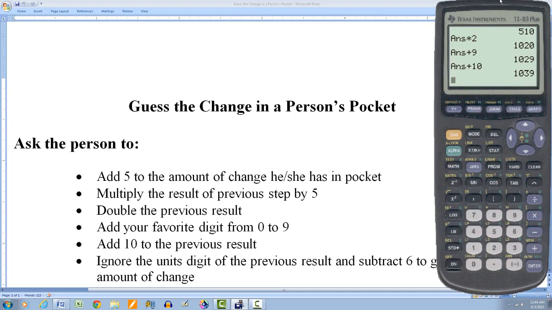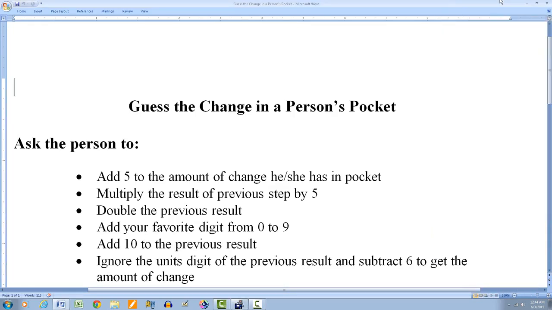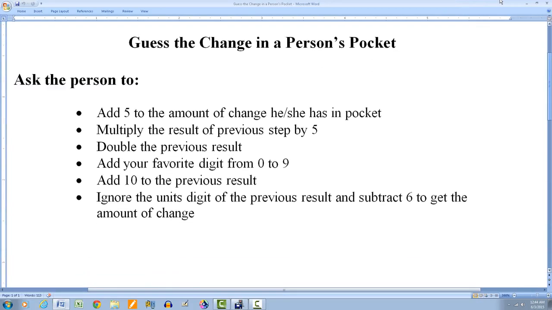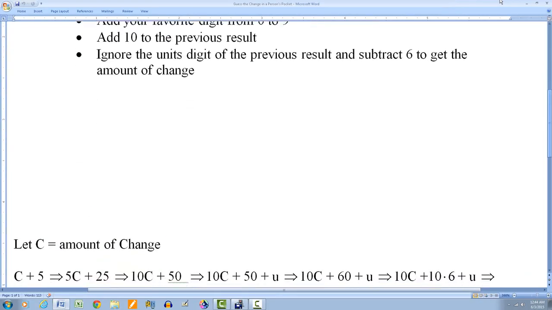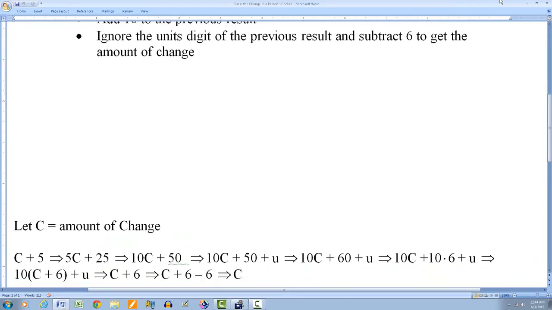Now the reason it works is because it's set up that way. Okay, so here are the steps. I'm going to let C equal the amount of change. That's the money they have in their pocket, or the number they selected. Okay, and then the steps were you add 5 to the number, so C plus 5, and then you multiply that by 5. So 5 times C is 5C, and 5 times 5 is 25.